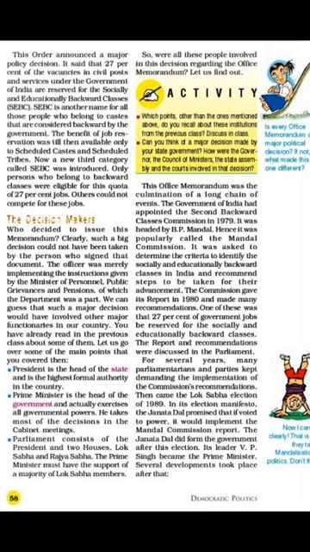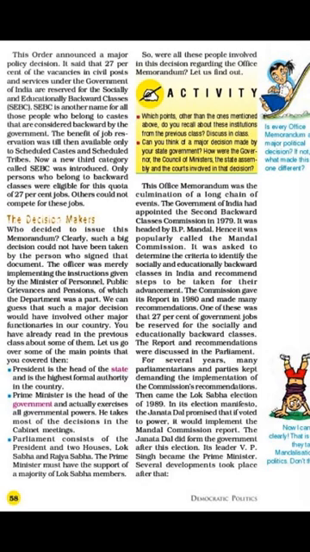It said that 27% of the vacancies in the civil posts and services in the government of India are reserved for socially and educationally backward classes. So SEBC is another name for all those people who belong to castes that are considered to be backward by the government. The benefits of job reservation were till then available only to scheduled castes and scheduled tribes. But now a third category was also introduced by the government, that is socially and educationally backward classes.